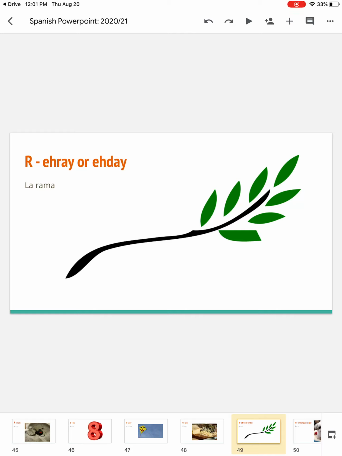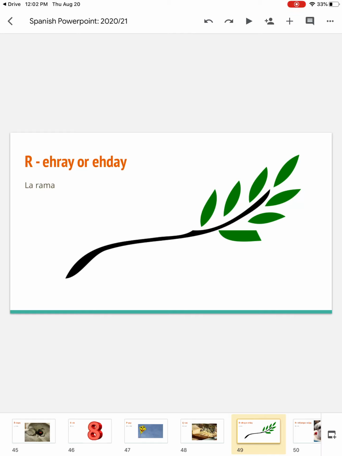Next up, we have an R, which we're going to pronounce one of two ways. It's kind of like the double L's. You get a choice here. So you can either use "ere," ere, or ere.